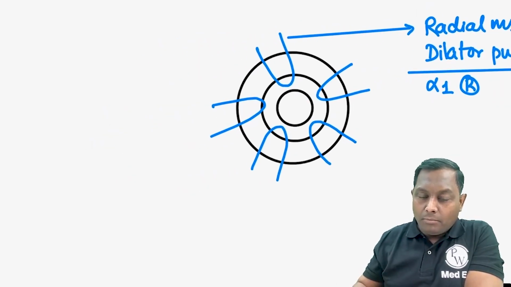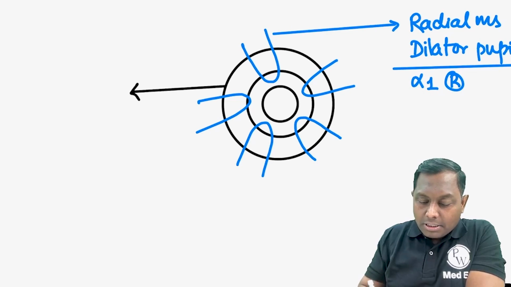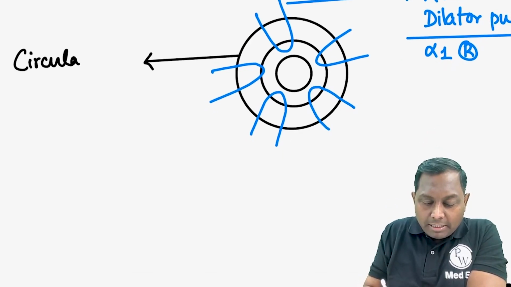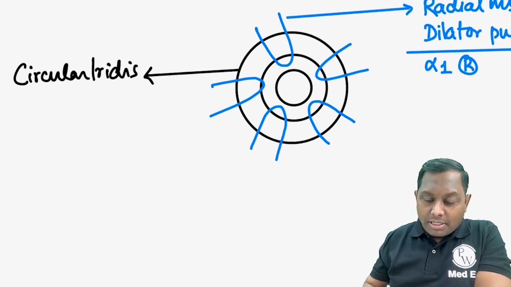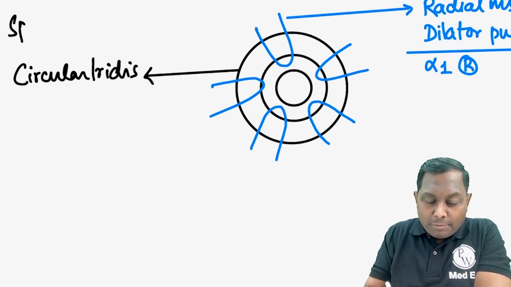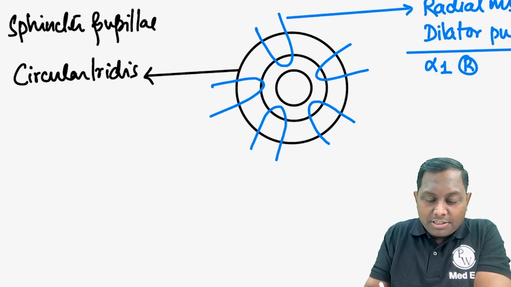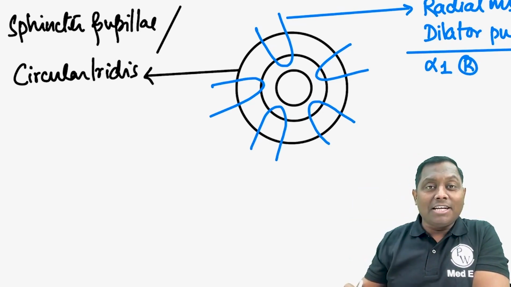Then we have one more, the circular iridis muscle, and the receptor present on the circular iridis muscle. Because they are circularly arranged and are muscles of the iris, it is called circular iridis. The other name of circular iridis is sphincter pupillae. They form like a sphincter, so the other name of this one is sphincter pupillae. Please try to understand: sphincter pupillae is the other name of circular iridis.